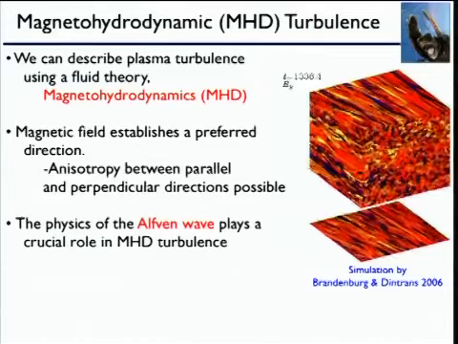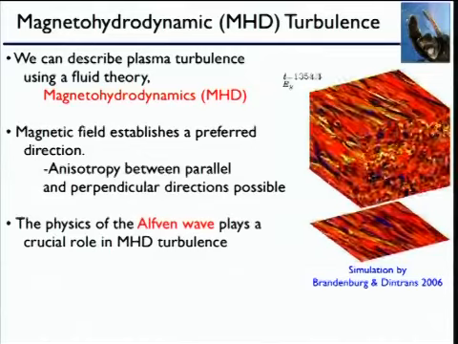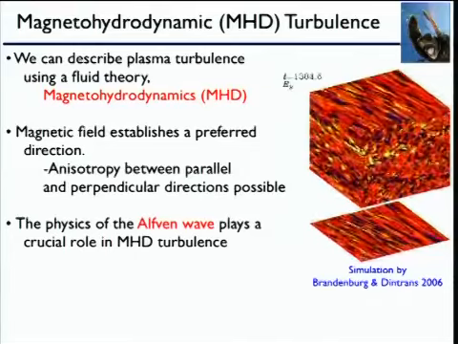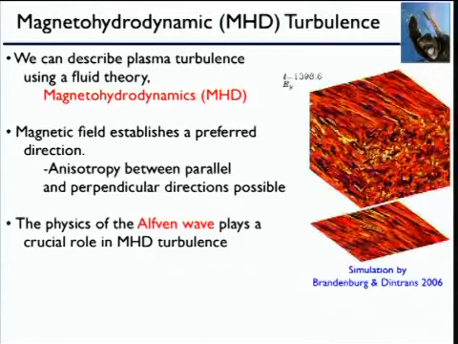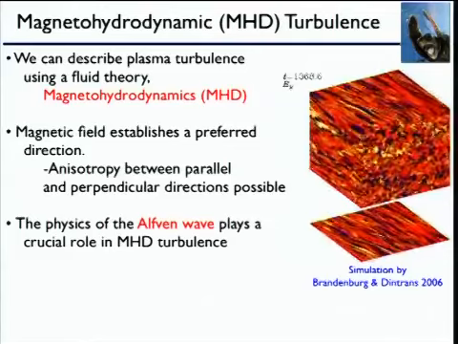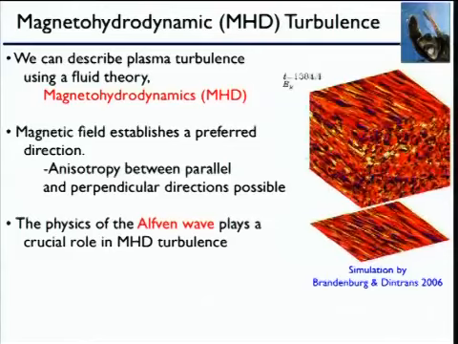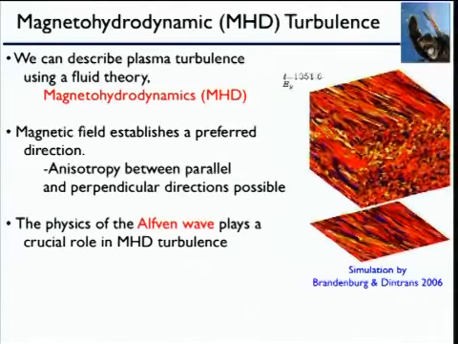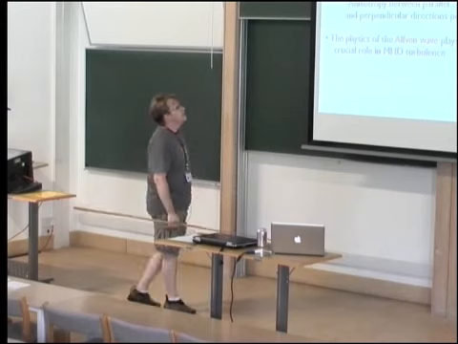So looking at a magnetohydrodynamic system, there are some differences already, even if we ignore the kinetic effects. And the principal one is that the magnetic field at the larger scales than the one you're particularly interested in is going to establish a preferred direction. And this anisotropy between parallel and perpendicular directions becomes very important.